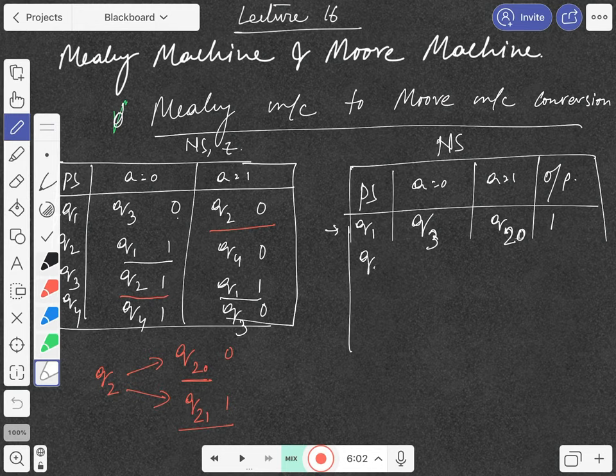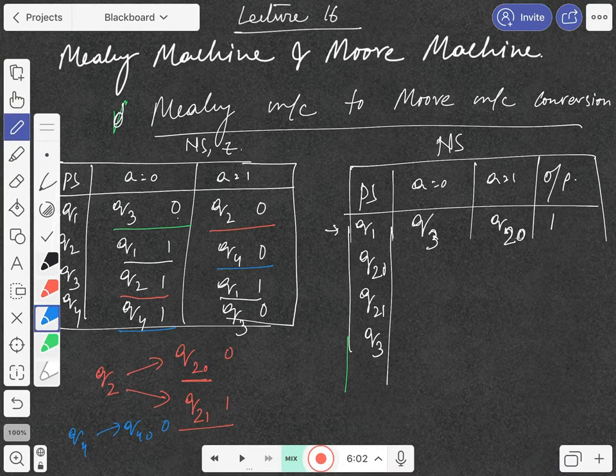Now we have to write Q2 0 as one state and Q2 1 as another state. Now we have to check for Q3 whether they are producing the same output. For Q3 they are producing the same output 0. So Q3 will not get changed. Q3 will remain the same. Now check for Q4. Here Q4 output is 1, here Q4 output is 0. So again we have to divide Q4 into two parts. One is associated with output 0, another is associated with output 1.